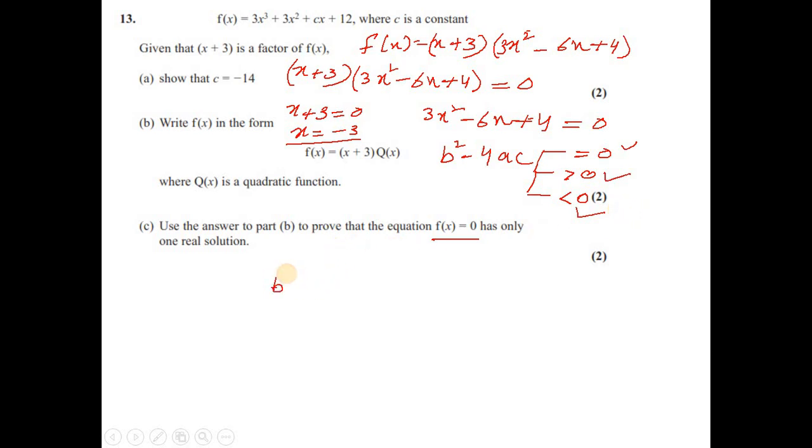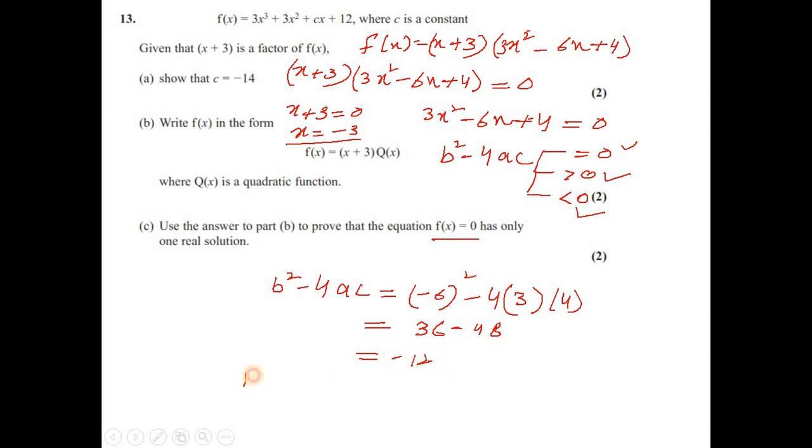So b squared minus 4ac is equal to, if you find a, b, c from this quadratic equation, minus 6 whole squared, which is b squared, minus 4 times a, which is 3, into c, which is 4. And you just simplify the right hand side. So you have 36 minus 4 times 12, that is 48. That means this is minus 12. And what does it mean? b squared minus 4ac is negative.